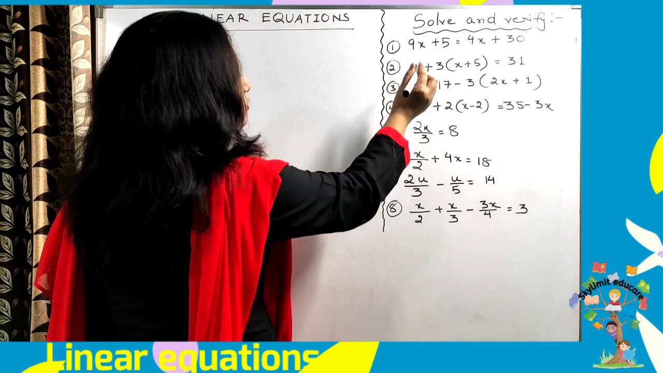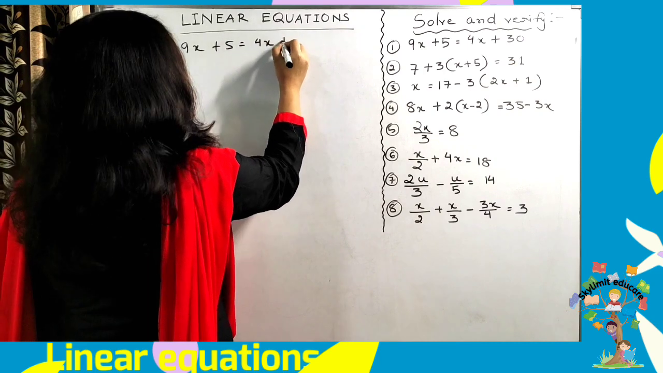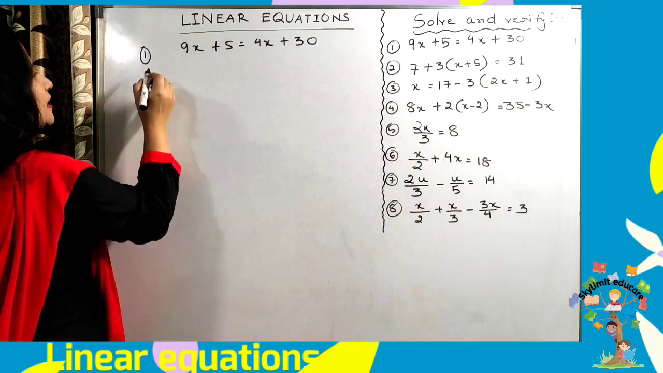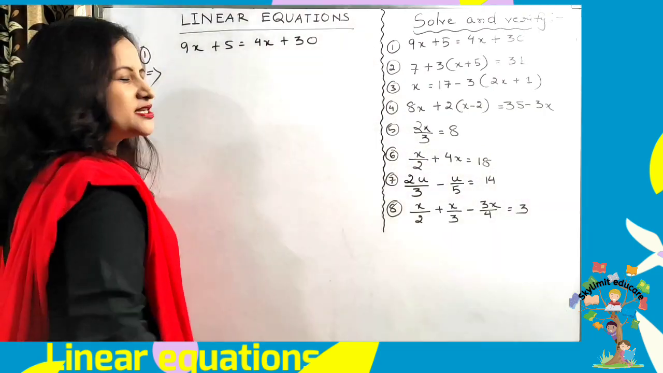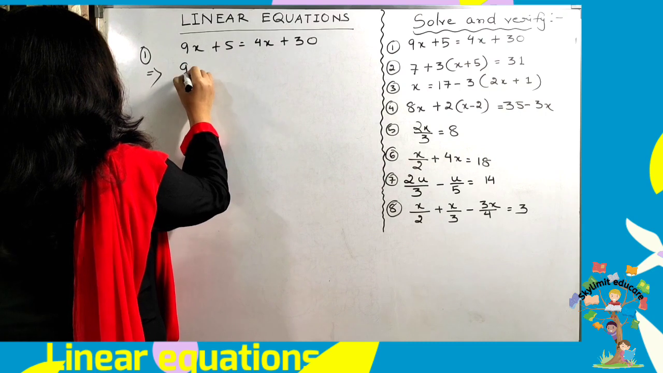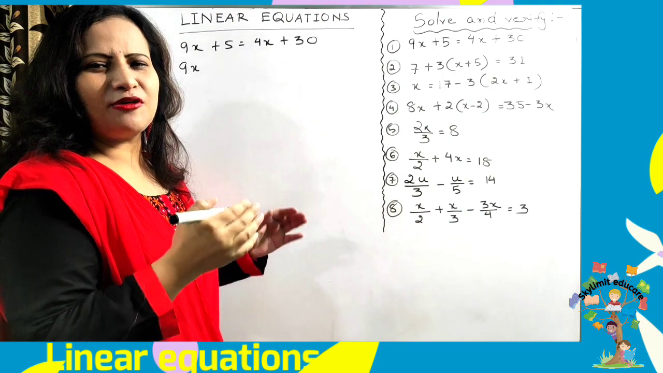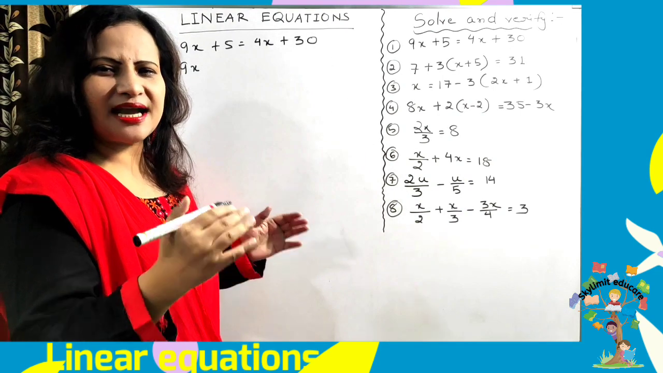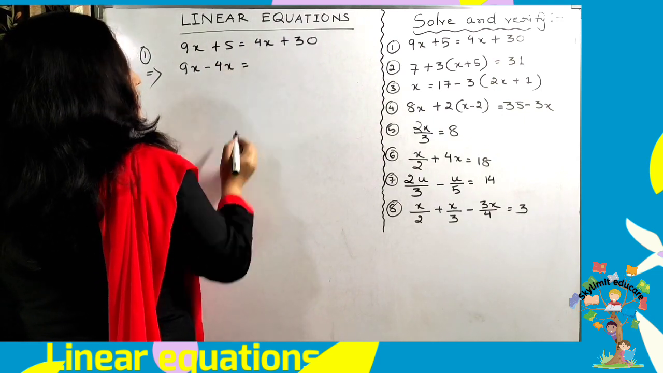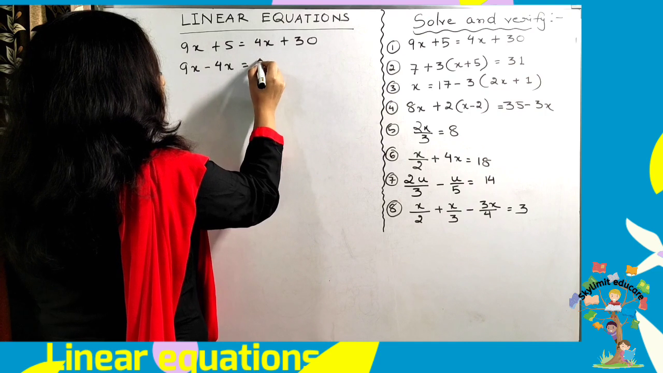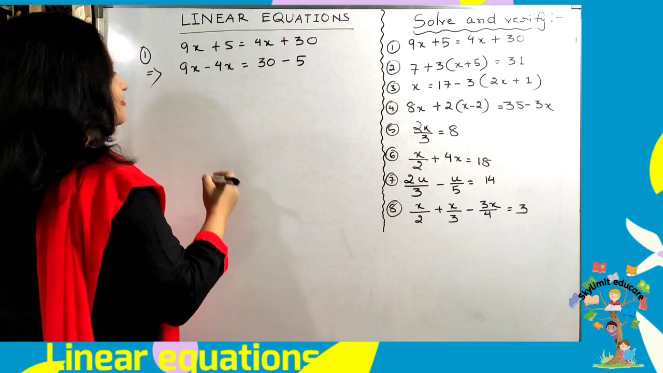9x plus 5 is equal to 4x plus 30. This is the question. Now let us put the x terms together. What are you going to do here, students? I will bring this 4x to this side. Remember, when you shift something from the right side to the left side, or from left to right, the sign will change. So this 4x becomes minus 4x. What is already on the right hand side is 30. And this plus 5 goes to this side and becomes minus 5.